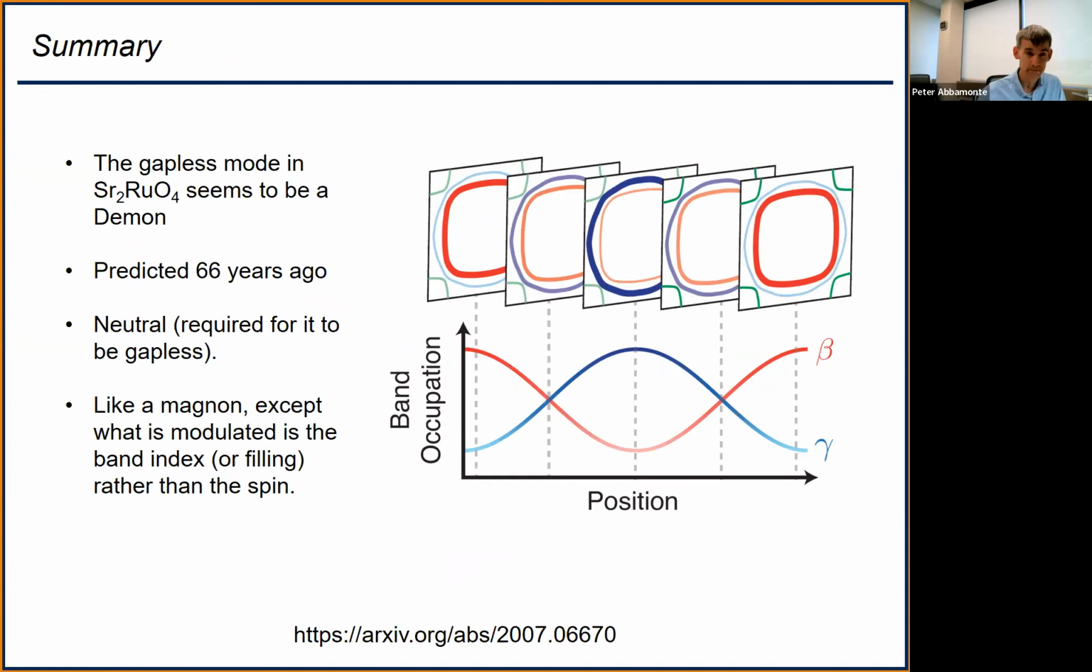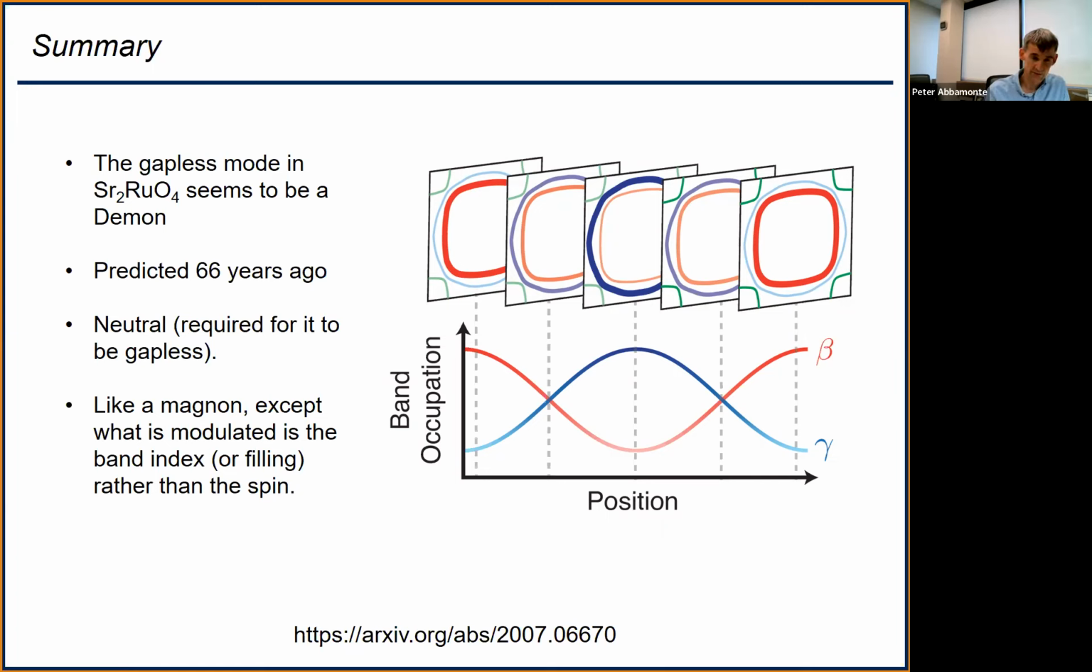So in summary, we saw gapless mode in strontium ruthenate, stared at it for 3 years, and finally figured out that it's a demon. A demon is an excitation that was predicted 66 years ago and appears not to have been measured before. And if you'd like to ask why, that's a whole conversation. But the main reason is it's neutral. So they don't couple to light. It doesn't contribute to epsilon. So you have to do some finite wave vector measurement to see the thing.